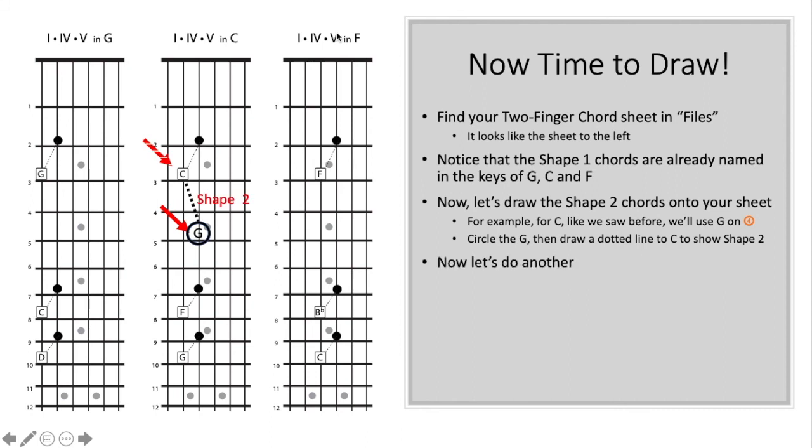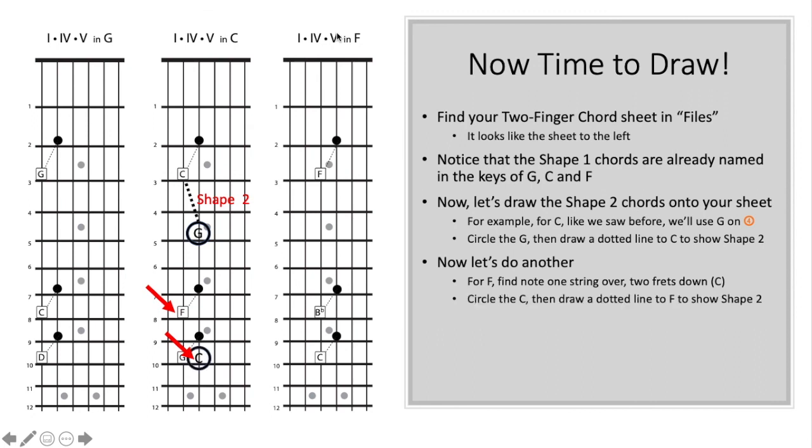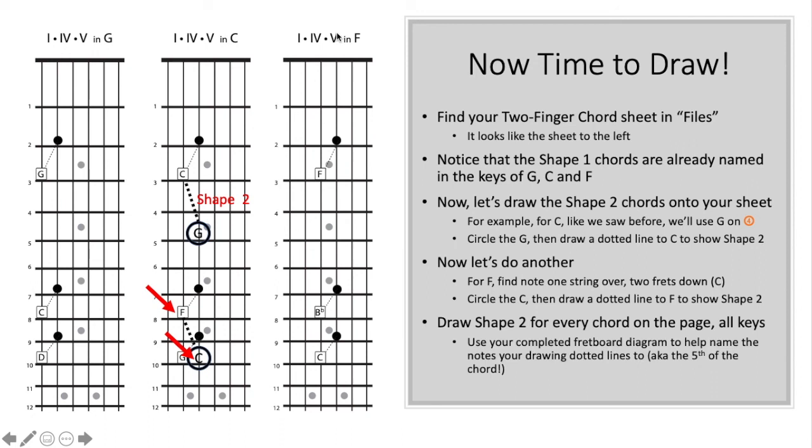Let's do another. For F in the key of C, find the note 1 string over, 2 frets down, which is also a C, but an octave higher than the other C you just found the shape 2 chord for. Circle the C, then draw a dotted line to F to show shape 2. So continue doing this for every chord on the page in all the keys. If you have trouble figuring out what the fifth is in relation to the root, you can use the completed fretboard diagram to help you name all the notes that you're drawing the dotted lines to. All right, looking forward to seeing your work.